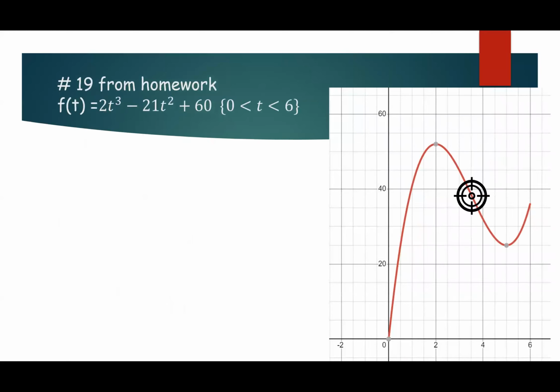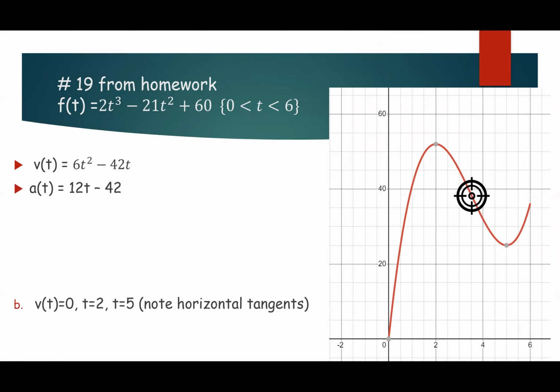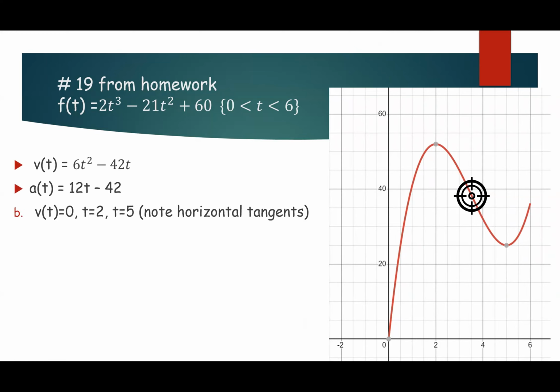So here's problem number 19 from homework. Here's our function. Here's our velocity. And there's our acceleration. So the velocity is equal to 0 when t is equal to 2 and when t is equal to 5. Here's t is equal to 2. We see that it's got a horizontal tangent line. And when t equals 5, it's got a horizontal tangent line.